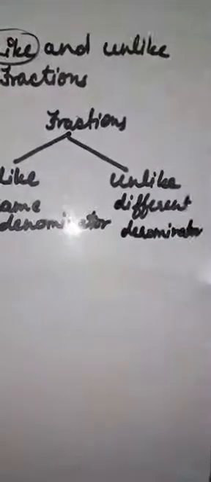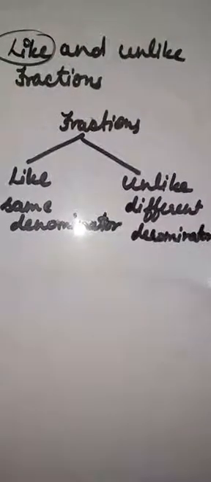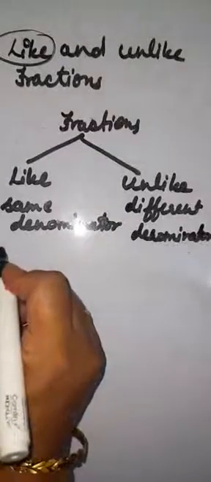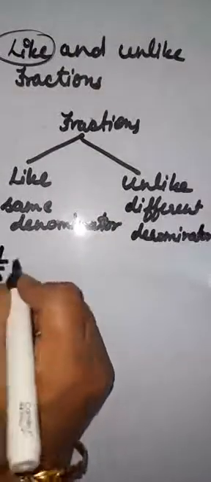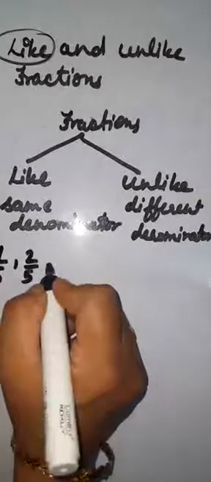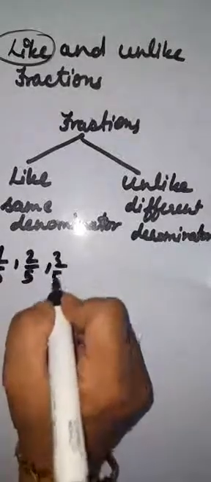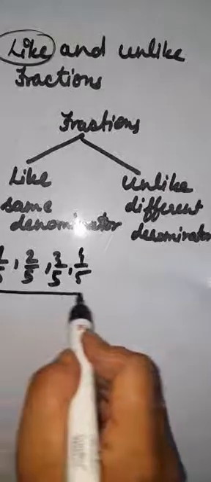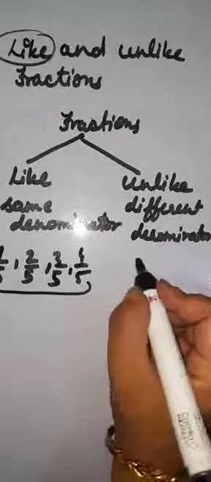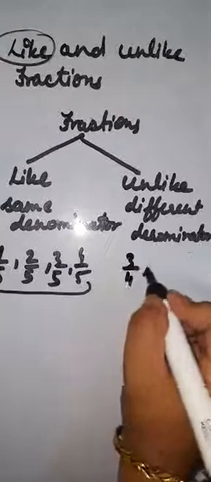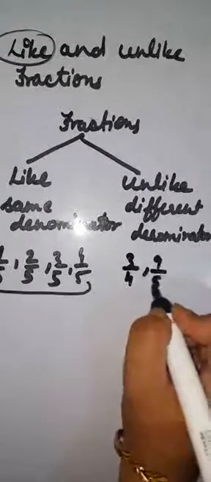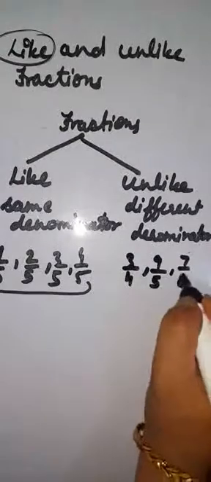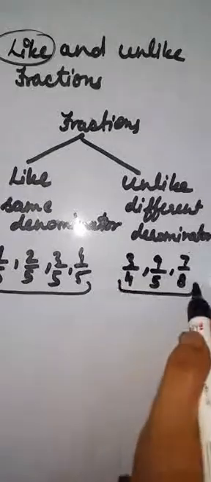Okay, so these are unlike fractions. Here we have an example of like fractions, with the same denominator: 1 out of 5, 2 out of 5, 3 out of 5, 4 out of 5. These are like fractions. You can see here the same denominators, and then different denominators, like 3 out of 4, 9 out of 5, and 7 out of 8.